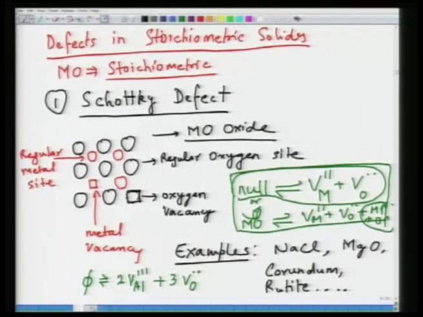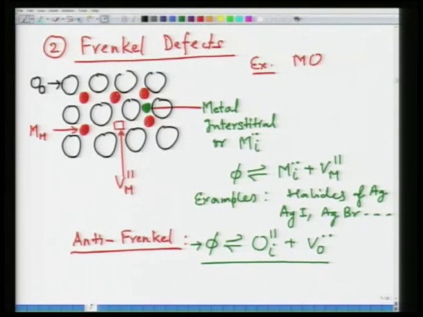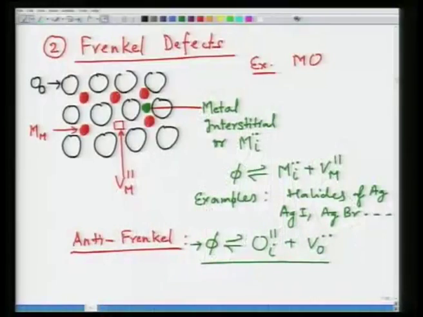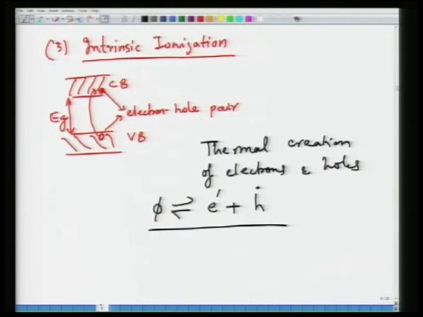Another important kind of defect is the Frenkel defect. Frenkel defect is formation of a metal interstitial coupled with formation of a complementary metal vacancy, or in the case of anti-Frenkel, it is formation of an oxygen interstitial complemented by an oxygen vacancy. So, these are the two most common defects that occur in stoichiometric solids. And third is intrinsic ionization, which is nothing but excitation of electrons from the valence band to the conduction band, giving rise to an electron hole pair, and this can occur in any material.